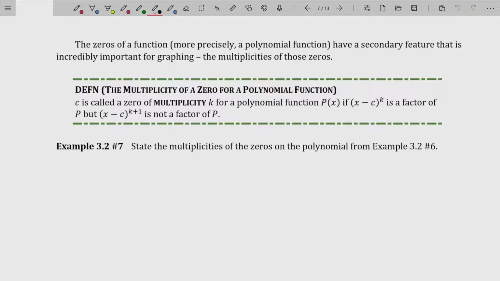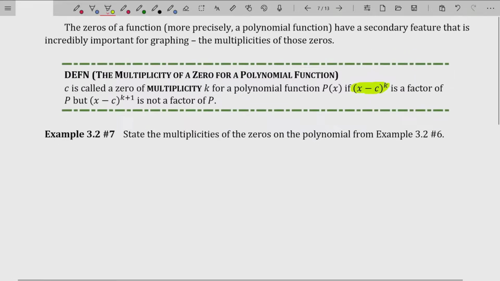So the multiplicity of a 0 for a polynomial function is defined to be, well, this. c is called the 0 of multiplicity k for some polynomial function if (x minus c) to the k is a factor. By the way, it's the highest degree factor of x minus c. So in other words, (x minus c) to the k plus first is not a factor. So the maximal factor of x minus c is the kth power. So if you can factor out (x minus 2) to the 4th power, you can. That's what you do. But if you can't factor out any more powers, then you've found the multiplicity. The multiplicity of that would be 4.